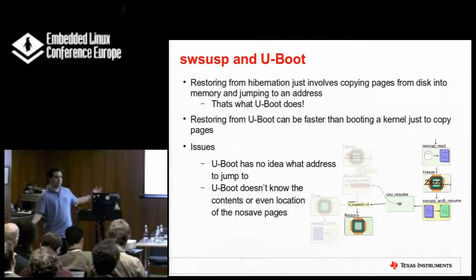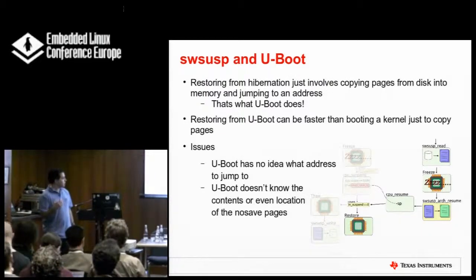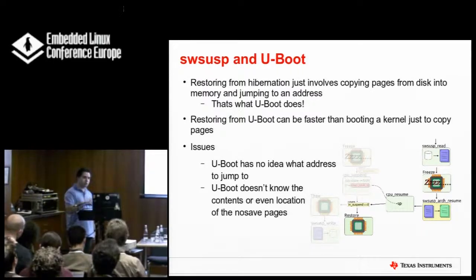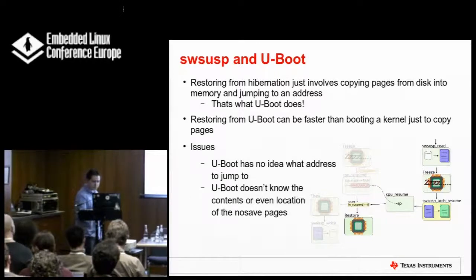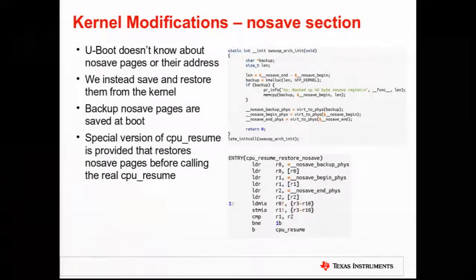U-boot has no idea what address to jump to. And the no-save pages that aren't supposed to be overwritten, it has no idea what's in those pages, because when you're using a kernel to load the Hibernation image, it's stored in that kernel. So there's a few little changes that have to get made.